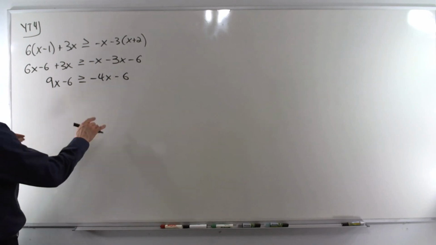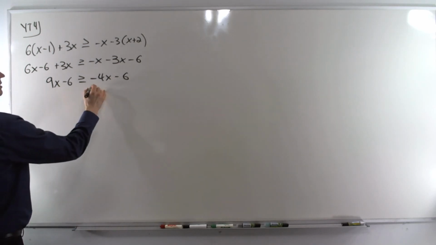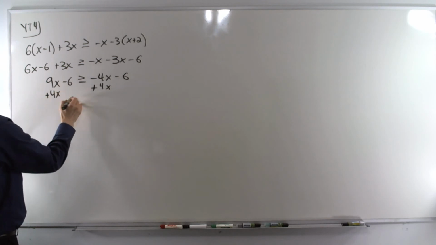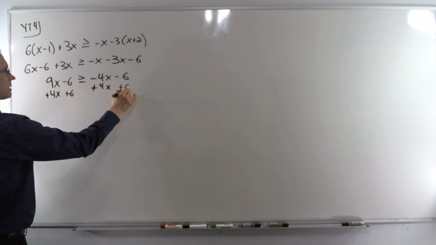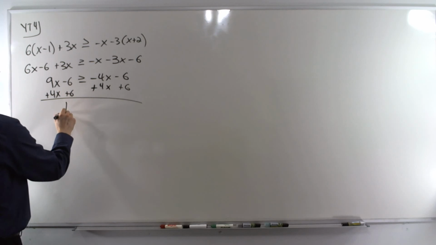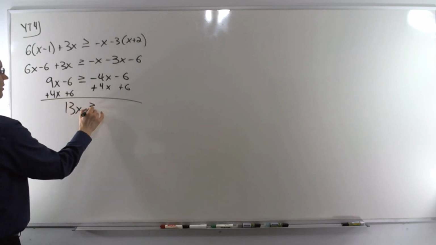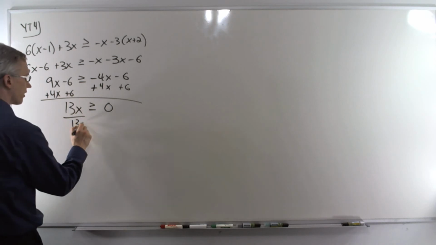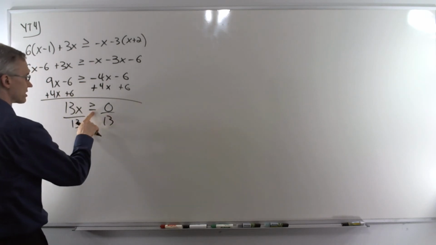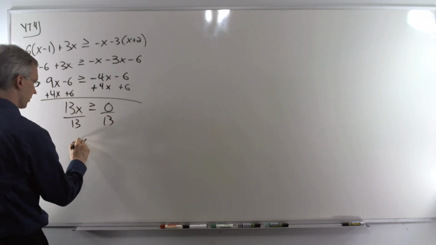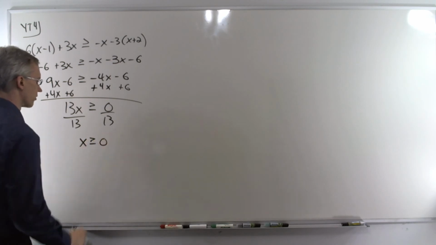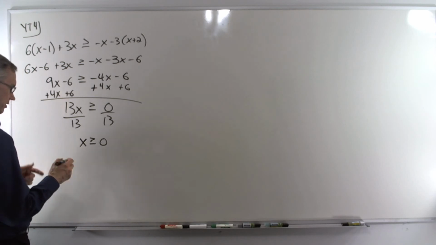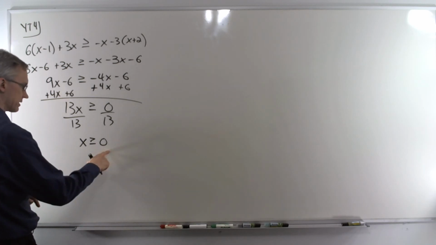All right, now I'm going to get all the x's on the left-hand side: add 4x to both sides, and then add 6 to both sides. That gives us 13x is greater than or equal to 0. Divide by 13. We're dividing by positive numbers, so we keep this in the same direction. So x is greater than or equal to 0. All right, so there's our answer as an inequality.